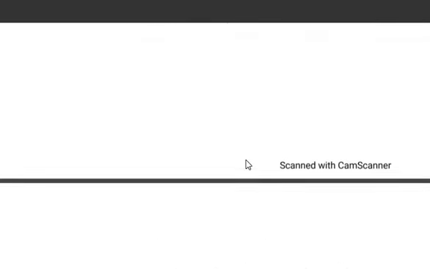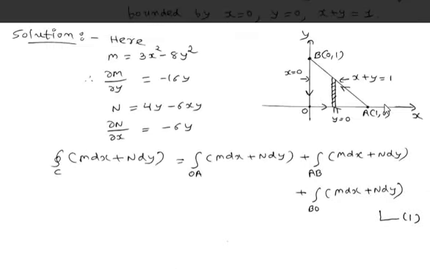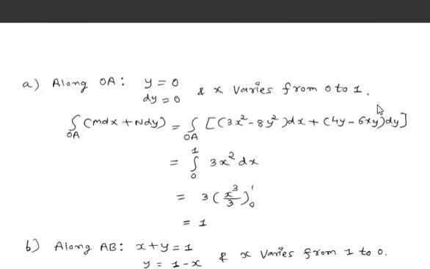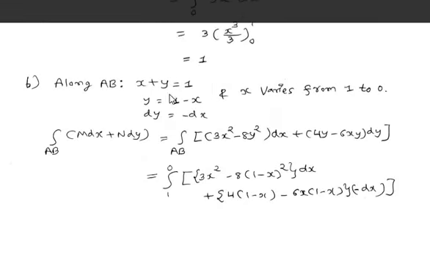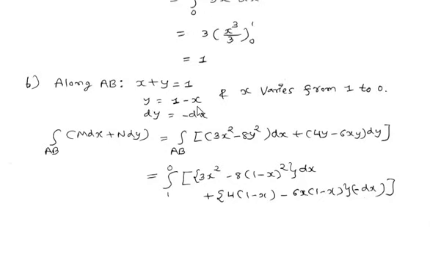And the path AB is nothing but the line x plus y equals 1. You can see that is the line x plus y equals 1. So we make y the subject over here, so it will become y equals 1 minus x. So we have dy equals minus dx. So what we will do is replace dy by minus dx and y by 1 minus x in this function. So we are going to integrate with respect to x.